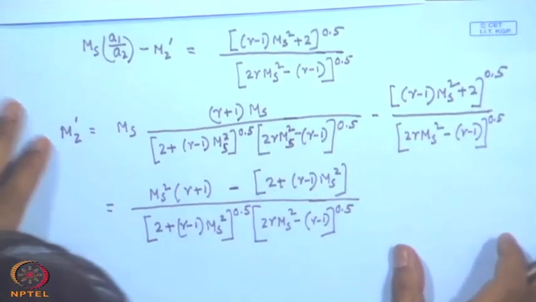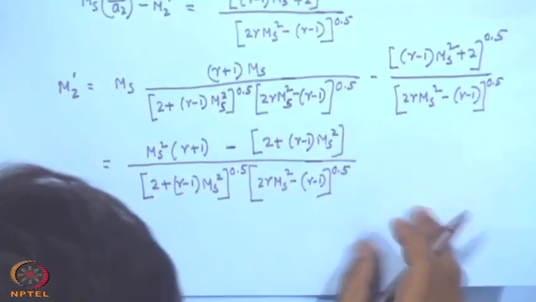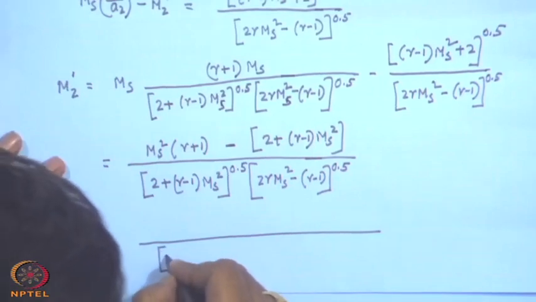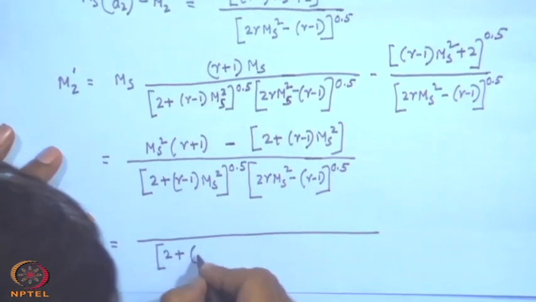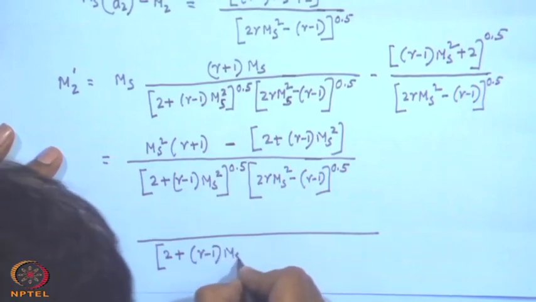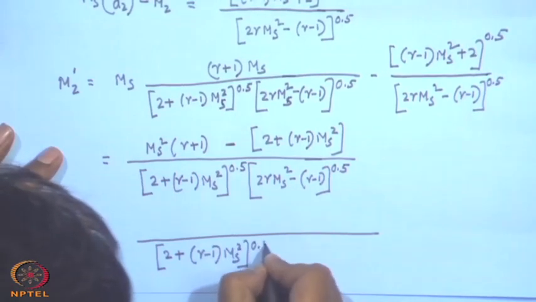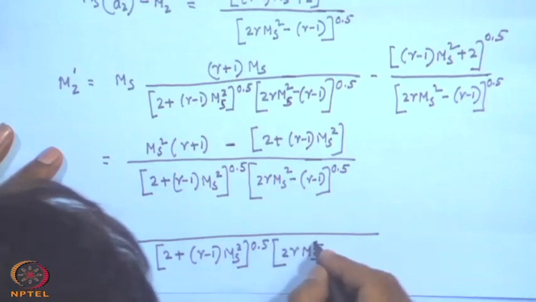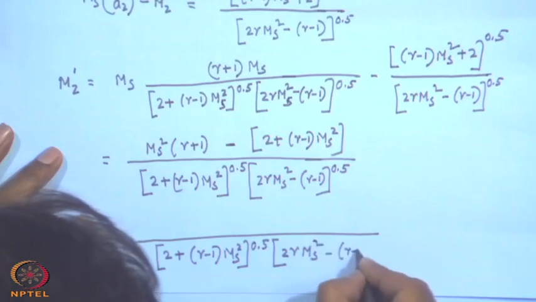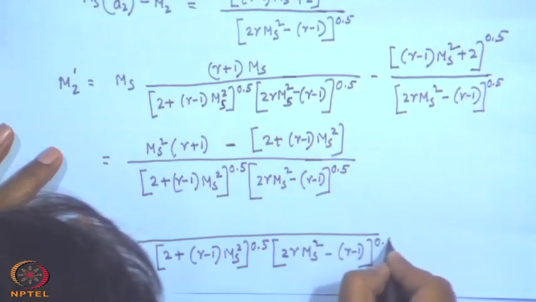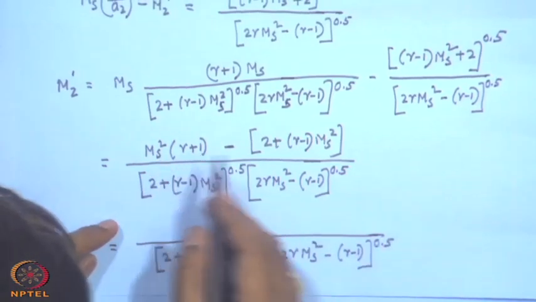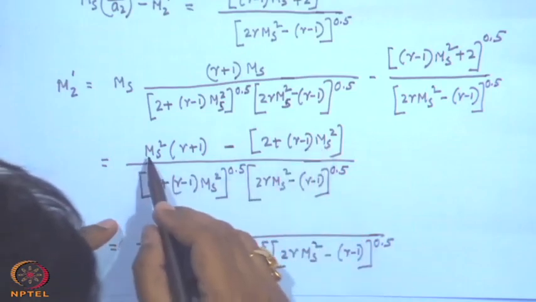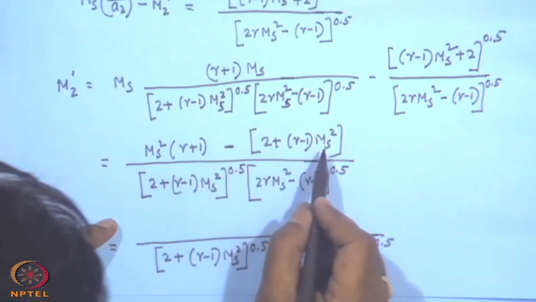So, if you now clear this thing, then the numerator will be what? Denominator will be this big thing, 2 plus gamma minus 1 Ms square. It is a little tedious, I know, but you just follow whether I am making any mistake or not. Ms square minus gamma minus 1 to the power 0.5. And now Ms square gamma plus 1 minus 2 gamma minus 1. So gamma Ms square is cancelled. So this is Ms square, and then gamma.